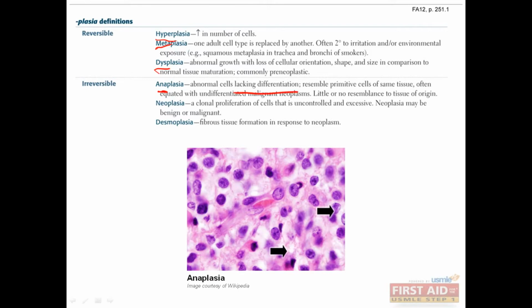In neoplasia, cells grow out of control. Neo means new, and in neoplasia, new cells continue to grow without any regard for signals or growth factors. The last one is desmoplasia. You probably won't need to know this one, so just remember that this refers to fibrous tissue formation. And honestly, I don't know what desmo means.